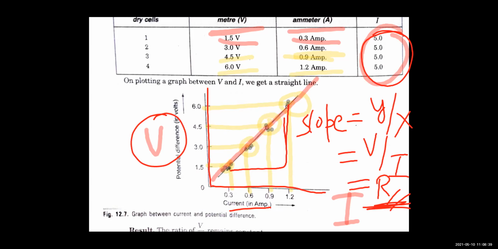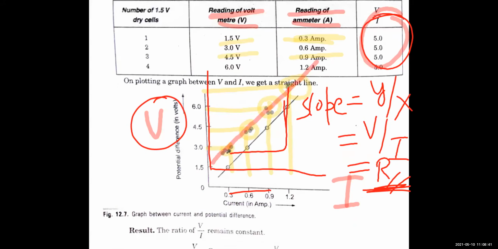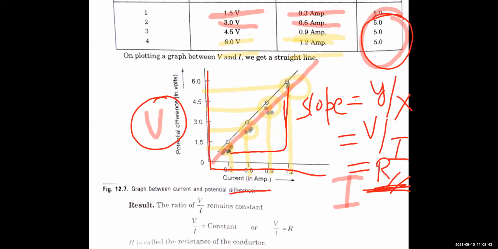So this shows that the ratio of V and I remains constant. That is, V upon I is constant, and we know V upon I is R. R is the resistance of the wire, of the conductor.